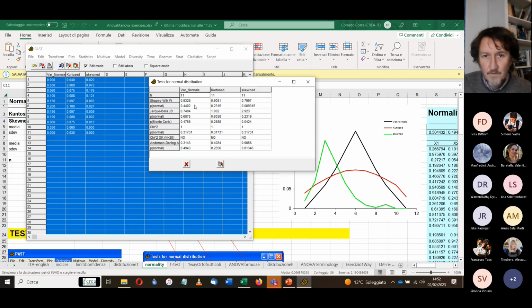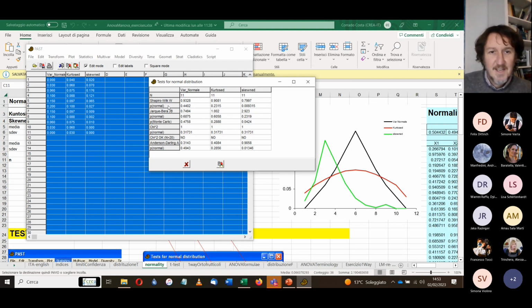If this value of p is lower than 0.05 or 0.01, the null hypothesis of normality is rejected. In this case, the first situation is normal because p is higher than 0.05, and also the kurtosed distribution, the red one here, is normal, but the skewed one is not normal, so the null hypothesis of normality is rejected. Okay, everything is fine?